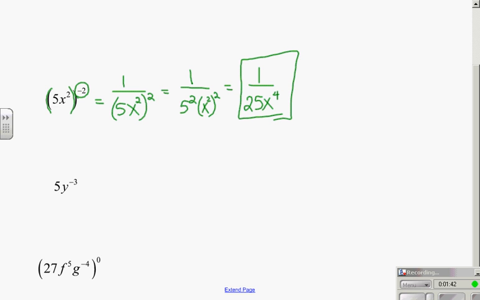Now down here, 5y to the -3, that -3 is only on the y. And so 5 stays in the numerator, and y cubed goes to the denominator. And that is the end of that one.